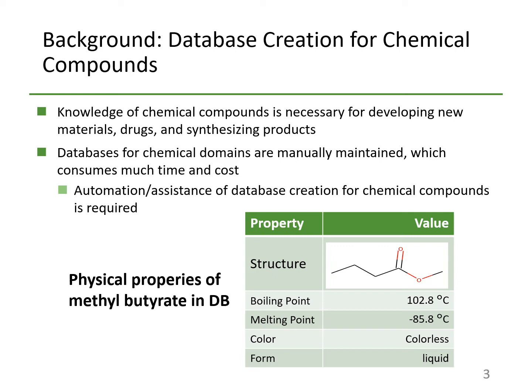Knowledge of chemical compounds is necessary for developing new materials and drugs and for synthesizing products from new materials. This is an example of chemical databases. Databases contain information of chemical compounds, such as physical properties of chemical compounds. Currently, chemical databases are manually maintained, which consumes much time and cost. Therefore, automation and assistance of database creation for chemical compounds is required.